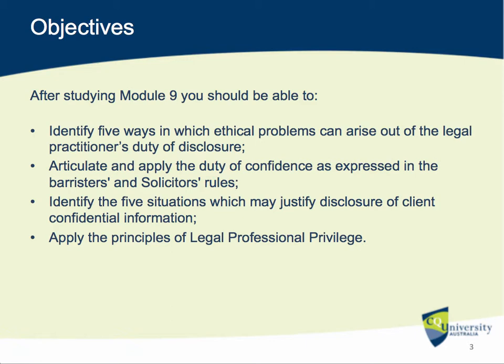The reading for this module is Isaiah Ross, Ethics in Law, Lawyers' Responsibility Accountability in Australia, Chapter 11. When reading the material for this week, consider the learning outcomes that we're aiming to achieve. Namely, to identify 5 ways in which ethical problems can arise out of the legal practitioner's duty of disclosure, articulate and apply the duty of confidence as expressed in the Barristers and Solicitors Rules, identify 5 situations which may justify disclosure of client confidential information, and finally, to apply the principles of legal professional privilege in relation to confidential information.